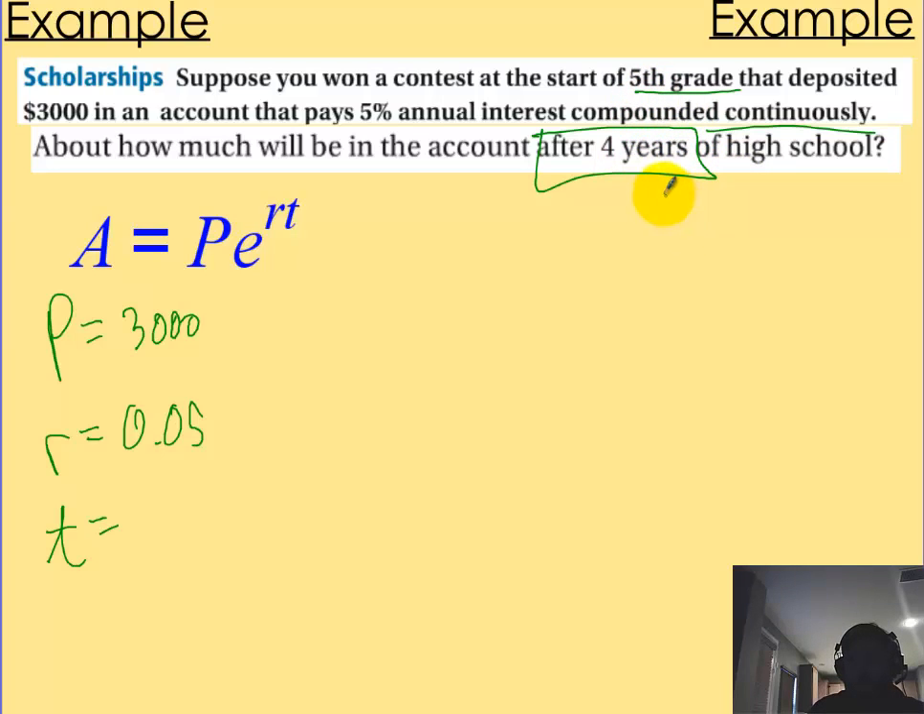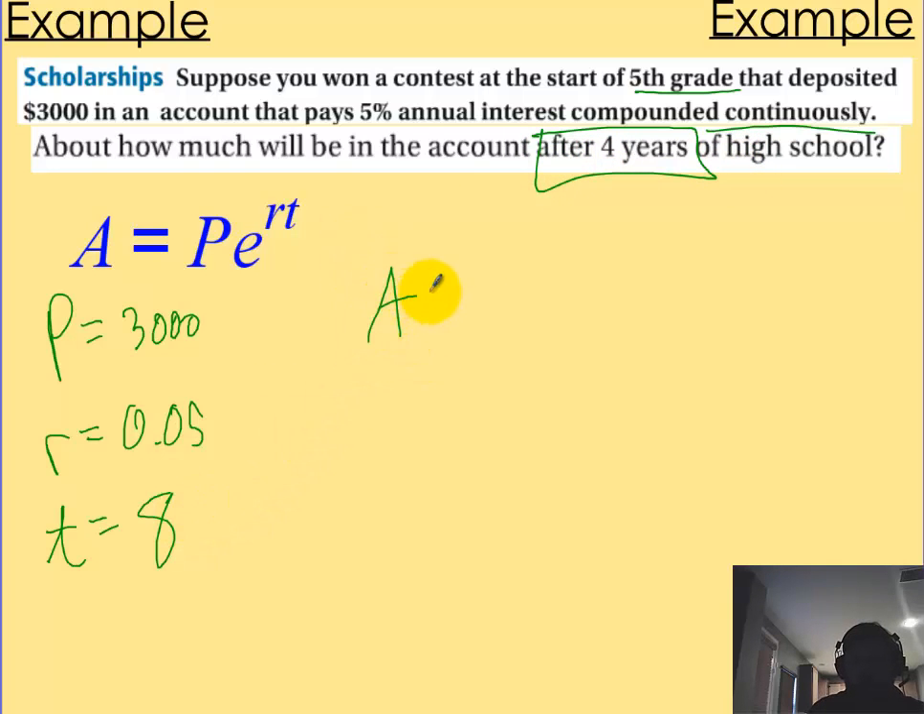So you start in 5th grade, and after 4 years of high school, so after 5th, 6th, 7th, 8th, 9th, 10th, 11th, 12th, that is going to be 8 years by my count. No, it's not. 12 minus 5 is 7, because you have to count all of 5th grade and all of 12th grade, because it's after 4 years of high school.